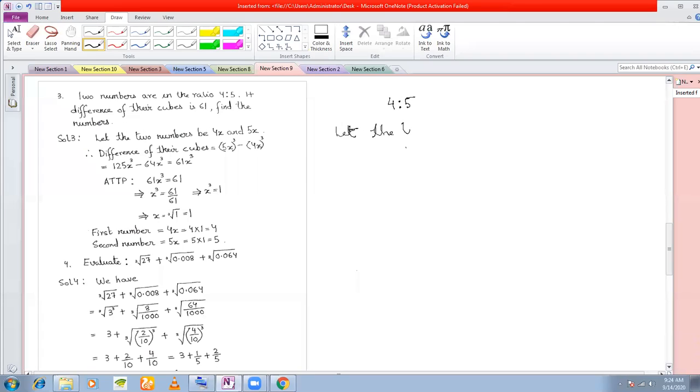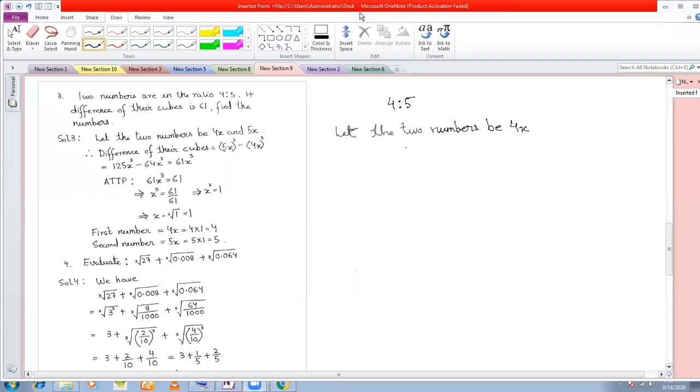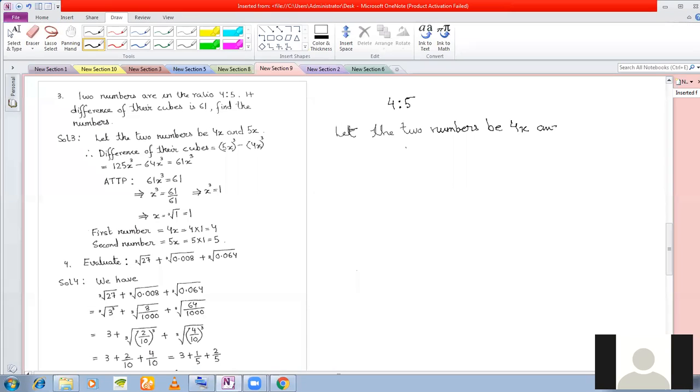So I assume let the two numbers be 4x and 5x. Okay. So next part of the question, if the difference of their cubes, so if the one number is 4x, other number is 5x, which is the higher number? 5x is the higher number. Which is the lower number? 4x is the lower number.